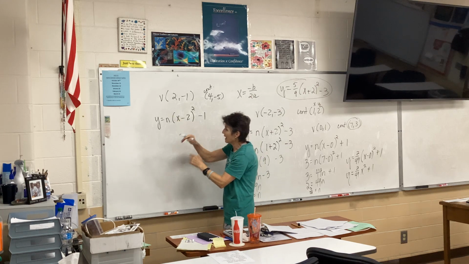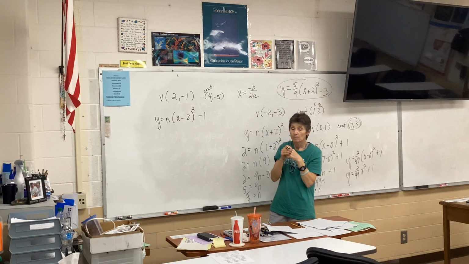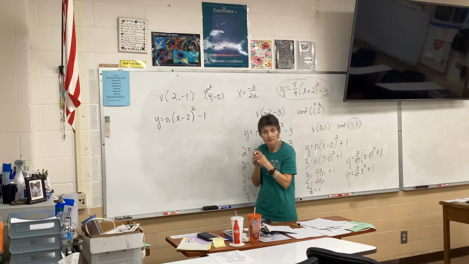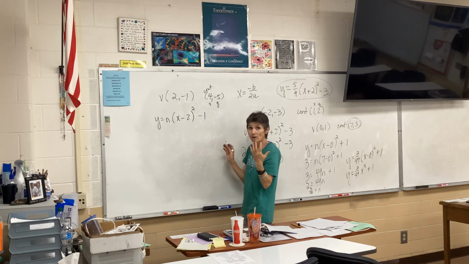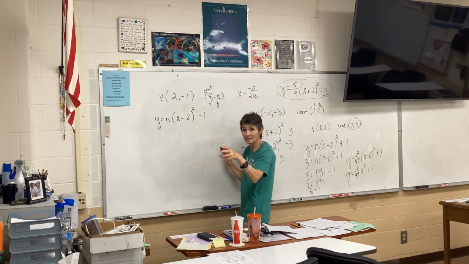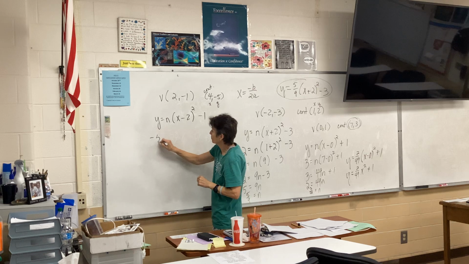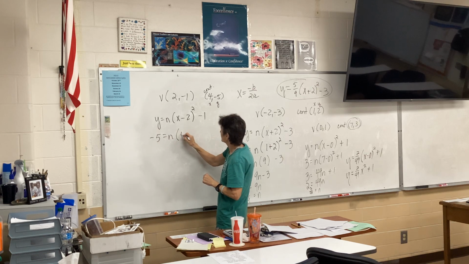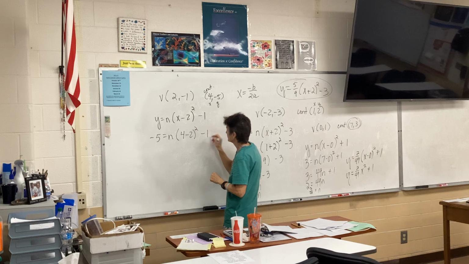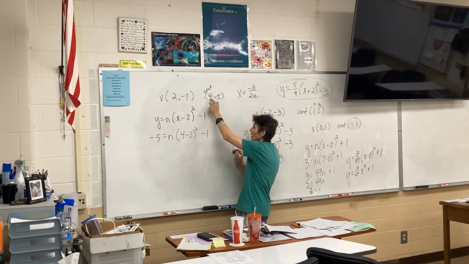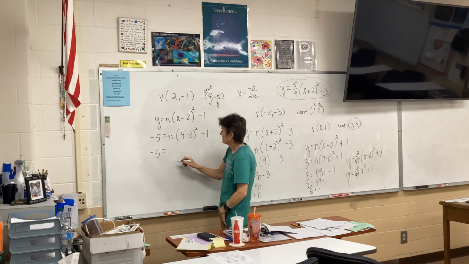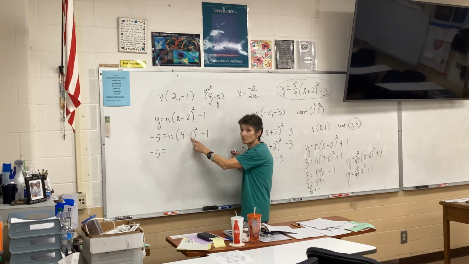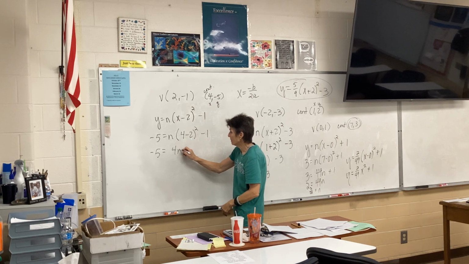What's missing is, I don't know what that coefficient is. Could be positive, could be negative, I don't know. So I take this x and this y, and be careful, make sure you're putting the right thing in for the right thing. So I'm putting -5 in for y, and 4 in for x. -5 is y, 4 is x. So -5 equals, okay, 4 minus 2 is 2, squared is 4. So this is 4n minus 1.